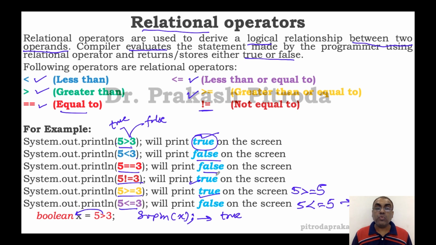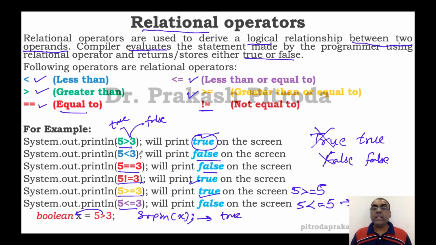And even if you are asked to write output in the exam, you cannot write it this way, TRUE. Wrong. It has to be true in small letters only. Even false like this is a wrong answer because F is capital. It has to be false. So you need to be very careful when writing the answer. So the relational operator is helping us establish a relationship between two operands, which will help us return either true or false.